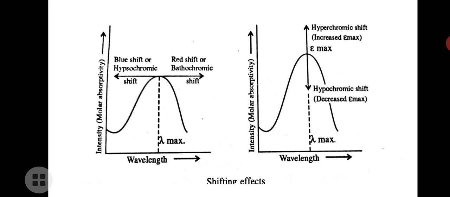Now in the next figure, we have shown hyperchromic shift and hypochromic shift. So in case of hyperchromic shift, there is an increase in the value of Emax. This is hyperchromic shift, the arrow pointing upward, and then next is hypochromic shift. The arrow is pointing in the downward direction, and that is there is decrease in the value of Emax. So these are all the four types of effects.